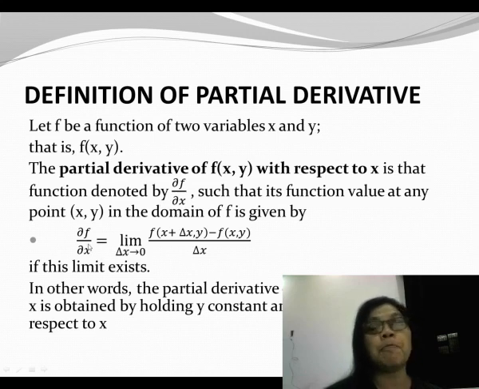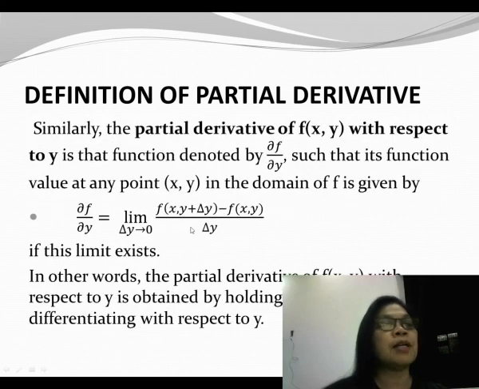So this is our definition for the partial derivative with respect to x. This is simply the limit of the function as delta x approaches 0, and this is equal to the function f of x plus delta x and y, minus the function f of x, y, over delta x. And if this limit exists, then we can consider that this is the partial derivative of the function f(x, y) with respect to x.